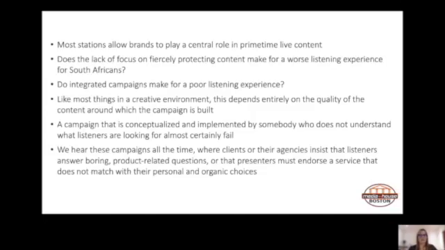almost certainly fail. We hear these campaigns all the time on radio, where the clients or the agencies insist that the listeners answer boring product-related questions, or that presenters must endorse a service that doesn't match with their personal or organic choices, for example.